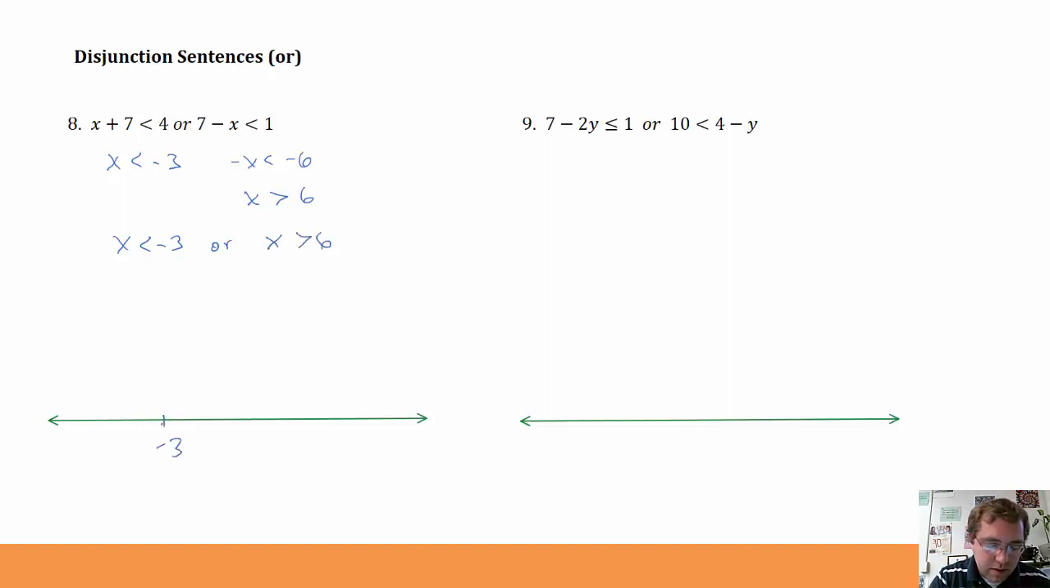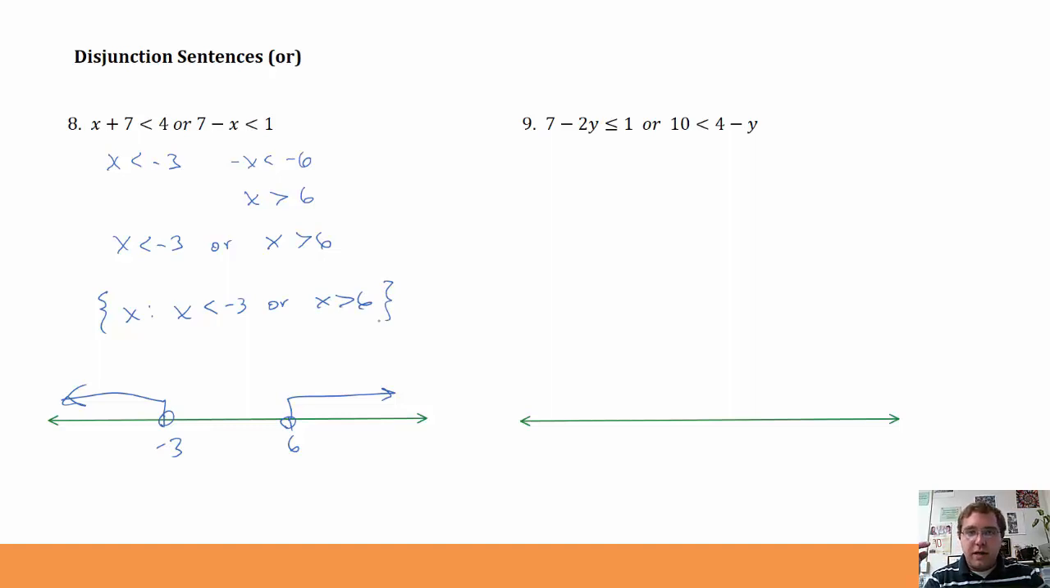Here's -3 on the number line. To be less than -3 would be to the left of -3. Here's 6. To be greater than 6 would be to the right of 6. And they go away from each other. But that's okay, because this just means I'll take any x that is less than -3. I'll take any x that is bigger than 6. Either one will work. So we write our solution set as the set of all x such that x is less than -3, or x is greater than 6.